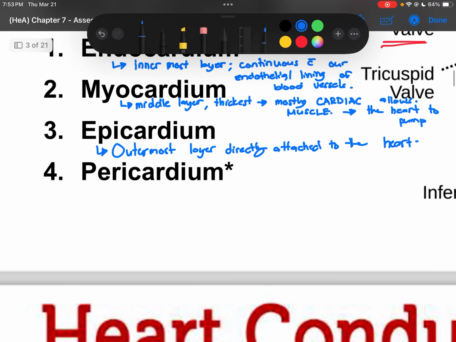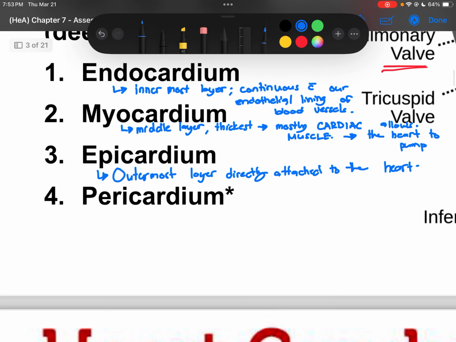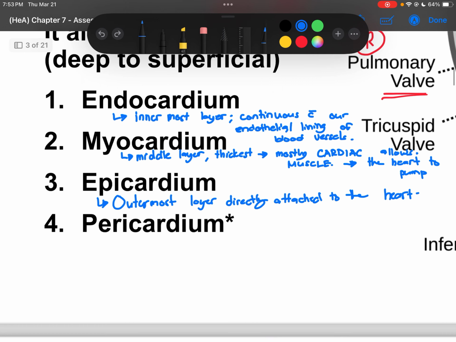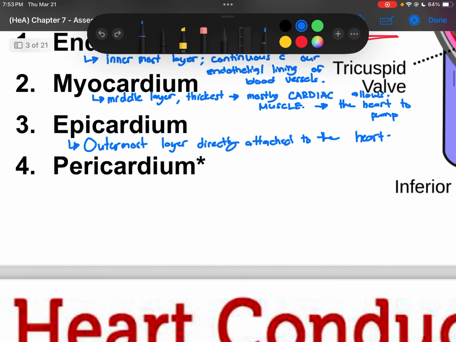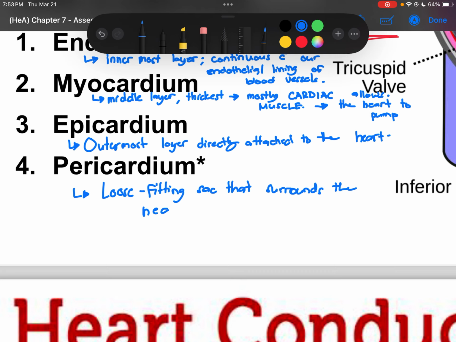And lastly, technically it is not part of the layers of the heart, but I just wanted to include it here so that we don't forget. The pericardium, class, is a loose-fitting sac. It is like a covering that surrounds the heart.